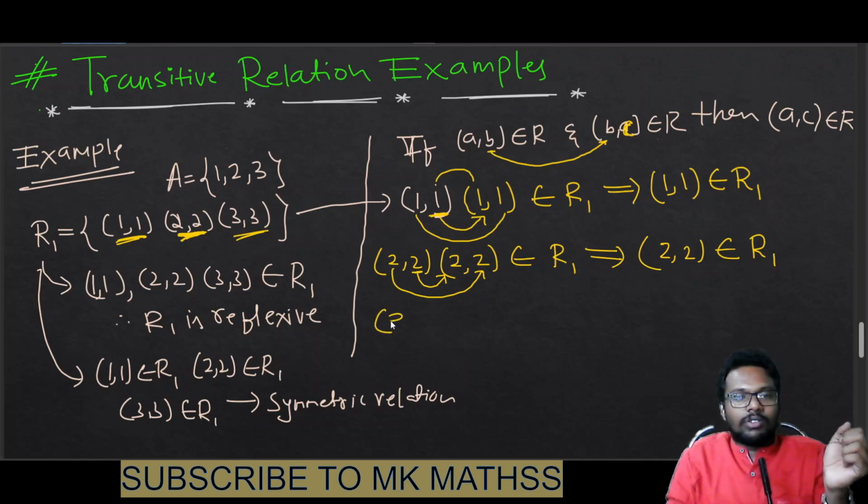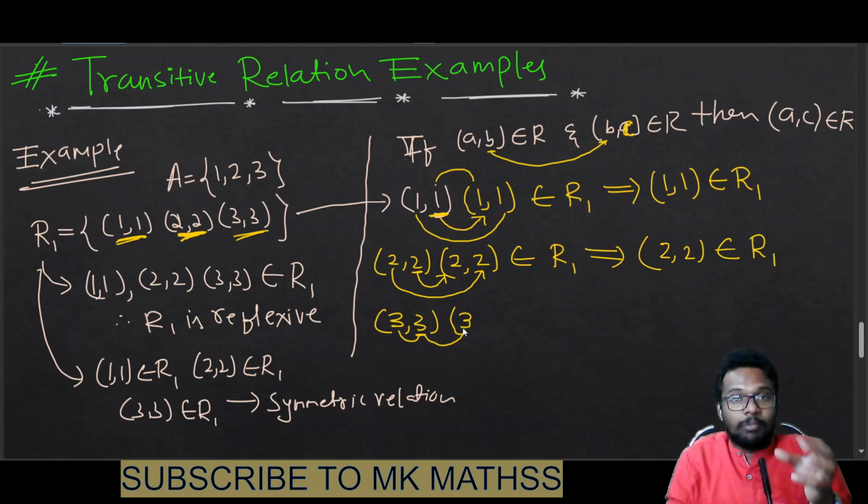So again we have to take 3 comma 3. Here 3 is related to 3 and it ended with 3, so again we have to start with 3. We have to find a pair which starts with 3. There is only one ordered pair, 3 comma 3 itself. So again I am considering the same 3 comma 3.